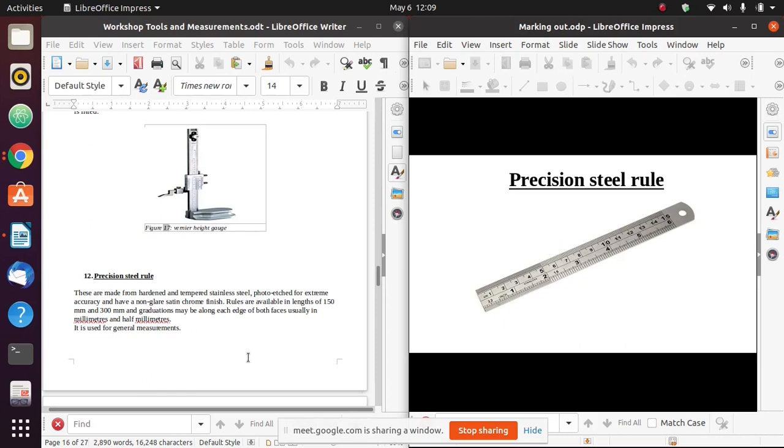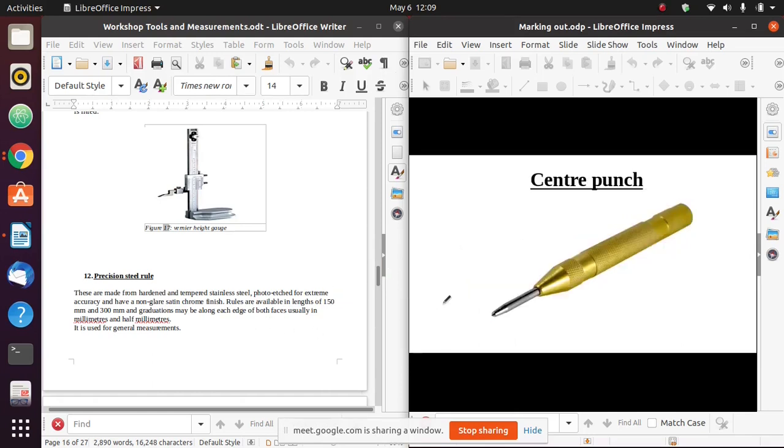It is made from hardened steel, and both sides are machined to be flat, and then on one side we have graduations, markings in terms of inches, as you can see on this side, and then we have millimeters and centimeters on the other side. So we use it for general measurements in the workshop.